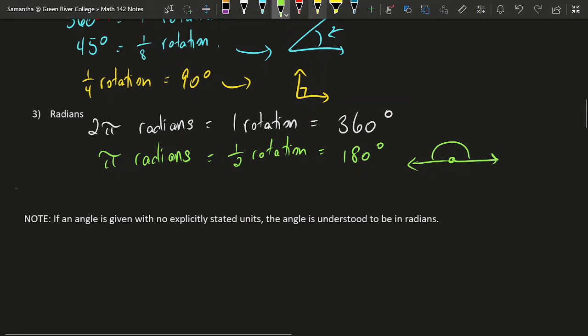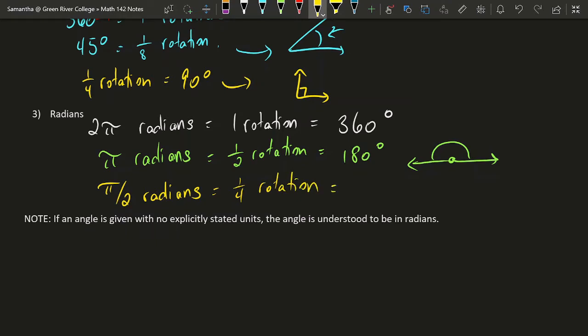If I wanted to figure out what corresponded to pi over 2 radians, then I could take that pi radians and cut all of that in half, and so half a rotation would become a quarter of a rotation, and 180 degrees would cut in half and become 90 degrees. So this is the so-called right angle again.